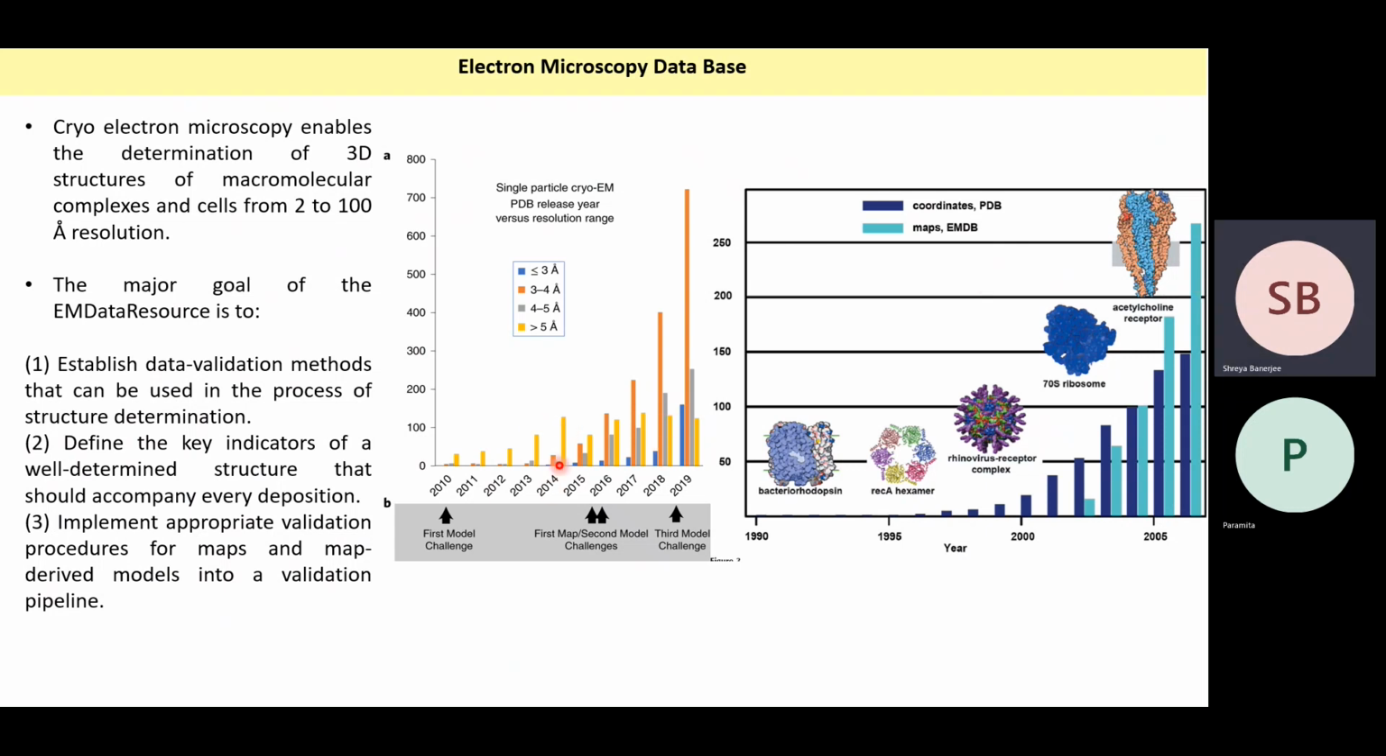Even the resolution has increased over the years. So if you see, initially, most of the resolution was greater than 5 angstrom. But in 2019, 3 to 4 angstrom resolution is the maximum, and even less than 3 angstrom resolution has been achieved for many structures. So with the development of cryo-electron microscopy technologies, the resolution is also improving every year.